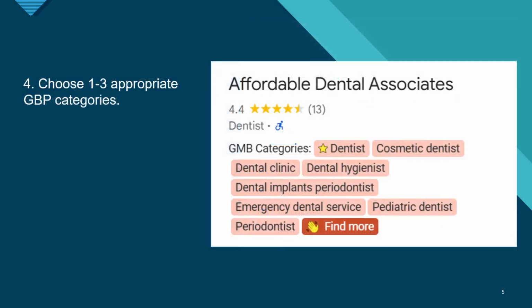And you want to choose between 1 and 3 appropriate GBP categories. Now, in this example, you may be a dentist and do all these things that are there because the categories are set up by Google. The main one that is starred there is dentist in this example, but you also have a dental clinic. You may do all these other services, but you don't want to have too many of these services listed. It's better just to have 1 to 3 at the most.